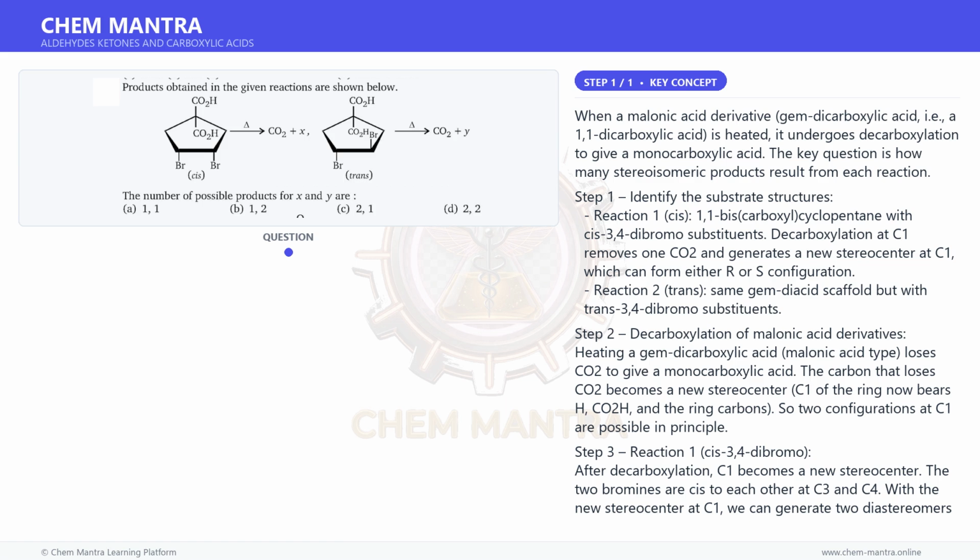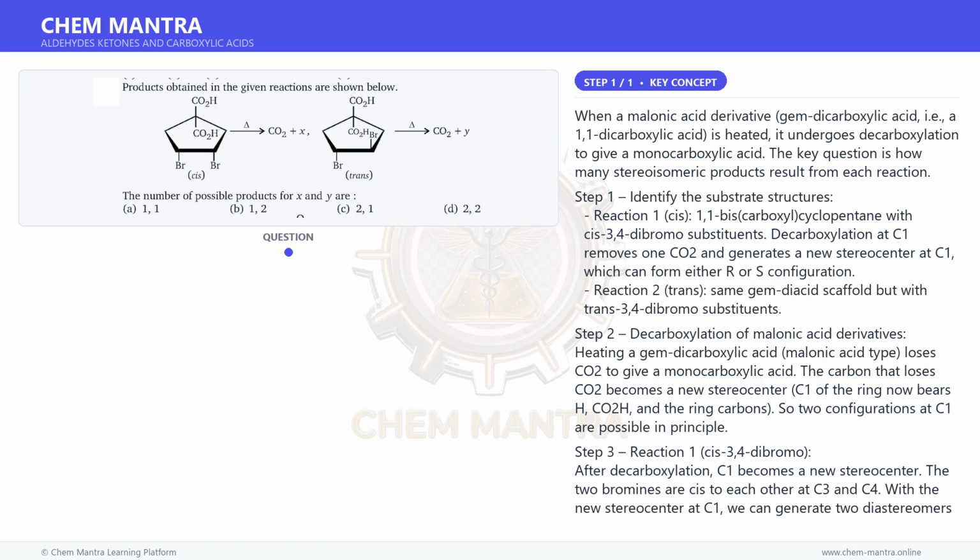Step 1. Identify the substrate structures. Reaction 1: cis-1,1-bis(carboxyl)cyclopentane with cis-3,4-dibromo substituents. Decarboxylation at C1 removes one CO2 and generates a new stereocenter at C1, which can form either R or S configuration. Reaction 2: the same gem-diacid scaffold but with trans-3,4-dibromo substituents.